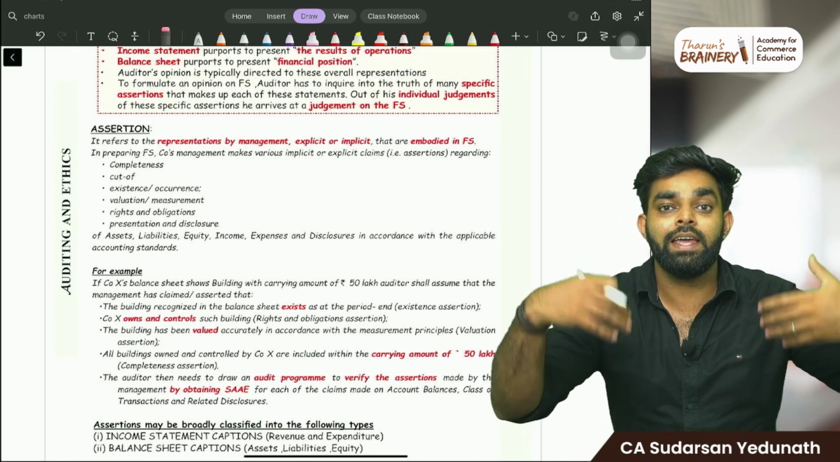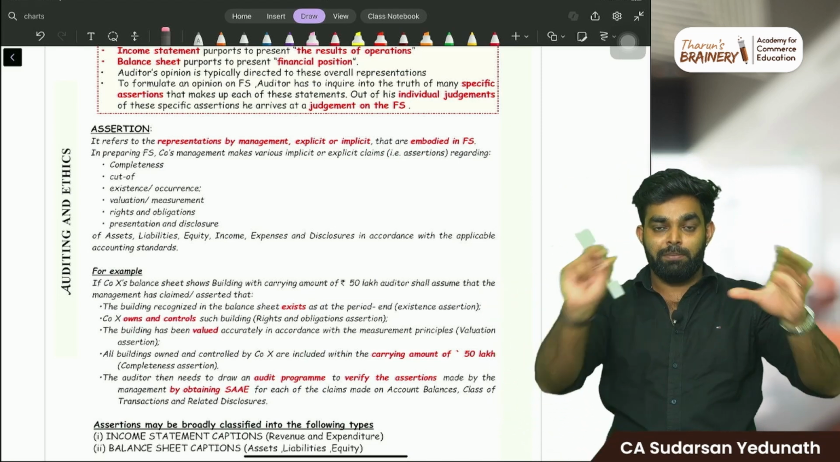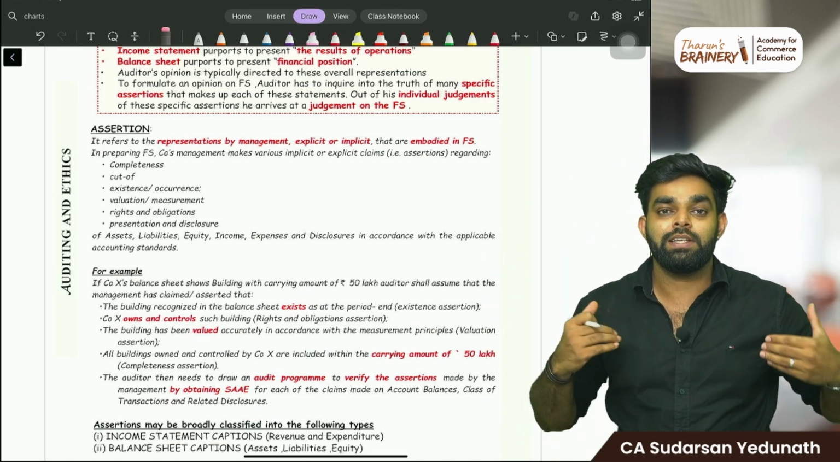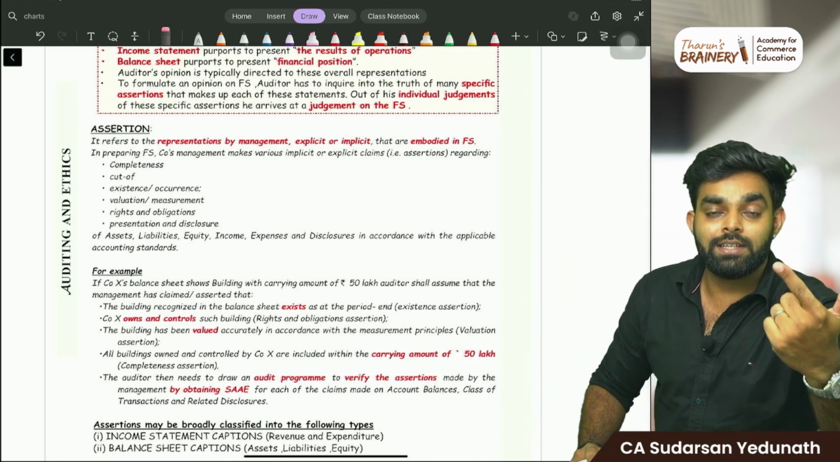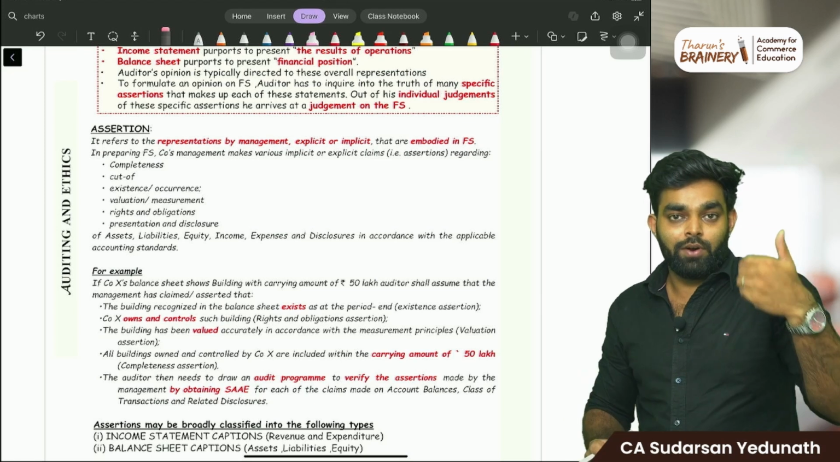What management is saying to us through the financial statement by writing it on the financial statement: management is saying to us that the company has a share capital of 10 lakh, the company has done sales of 10 lakh. All these things are what we call assertions.